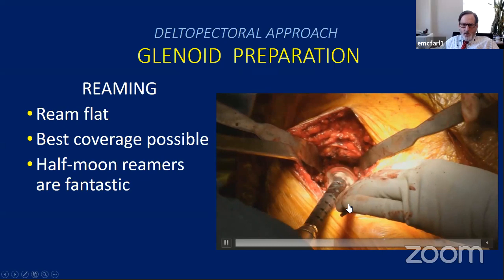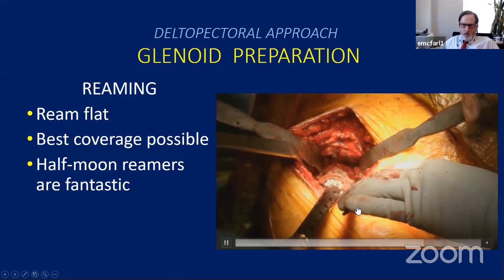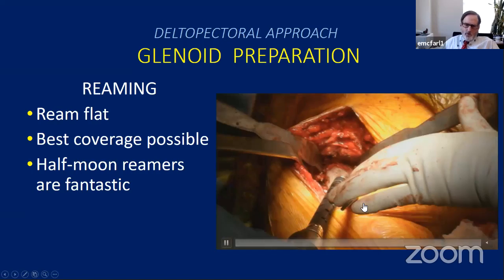So when you do ream, again, you want to ream flat, and you can get an idea how much bone you have left or are going to have left with computer modeling. I don't usually use models very much. I like to get a scapular model made, but you need to have a CT scan to see how much bone there is. But basically you want as much coverage as possible. These reamers are half moon reamers, which are really fantastic because they're easier to get in than the full reamers. So again, every system's different, but half moon reamers are really fantastic.